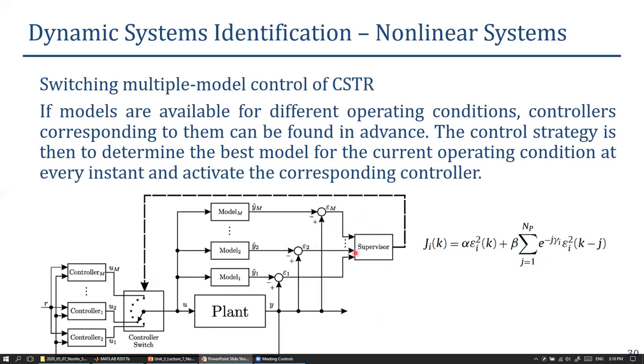So the supervisor is usually operating based on some sort of equation like that, where we have some parameters in order to make the supervisor realize which model is the best at a particular time.